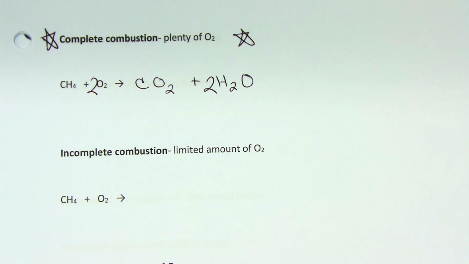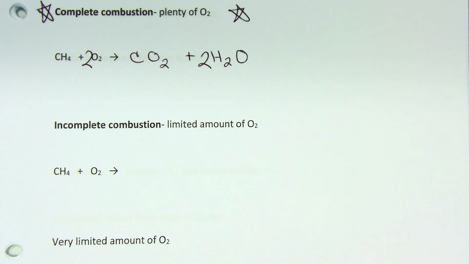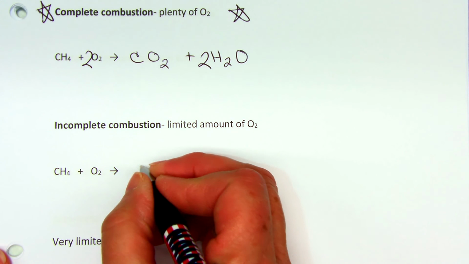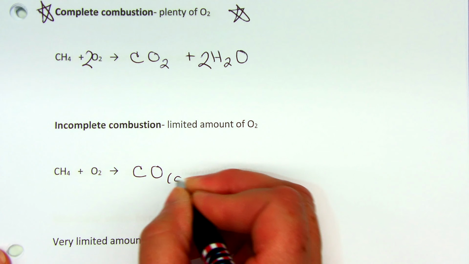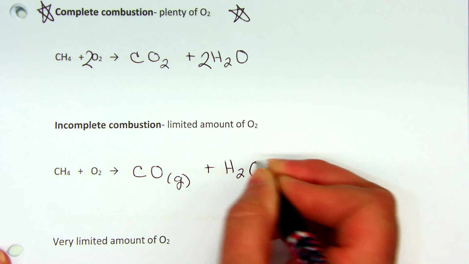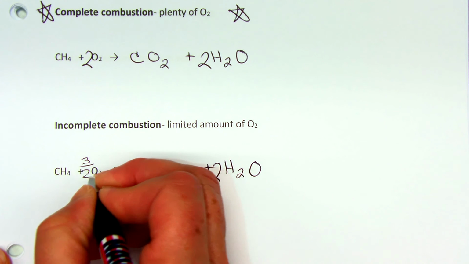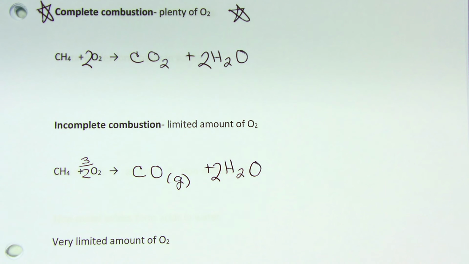Sometimes we don't have enough oxygen. So if I have a limited amount of oxygen, then I don't make carbon dioxide. I make carbon monoxide and water. And again, we still need to balance this equation. It balances differently because I don't have as much oxygen. So I use 3/2 of oxygen to make 1 carbon monoxide and 2 waters. Why do you not want carbon monoxide in your furnace, in your house, or in your car?